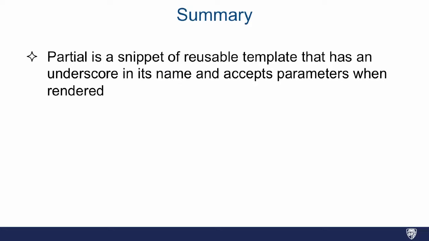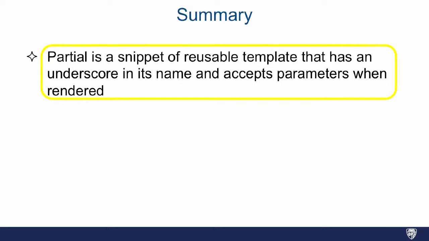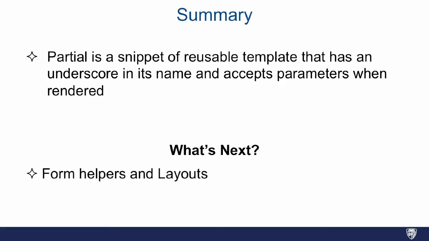So in summary, a partial is just a snippet of a reusable template, almost like a fragment, that has an underscore in its file name, so it's _form, for example, and it accepts parameters that are available to you when the template is rendered. Next, we'll talk about the form helpers and the layouts. The form helper specifically, like how do you render the fields and what is the form_for actually doing.